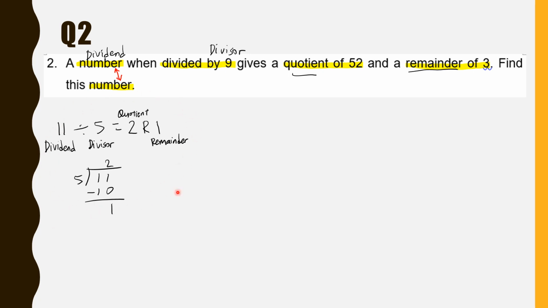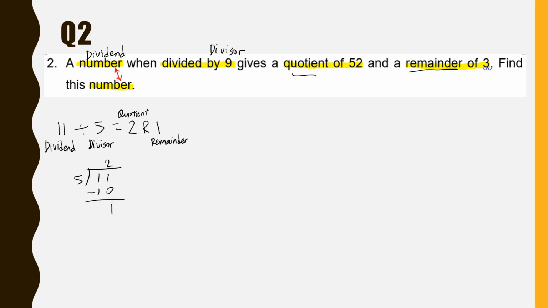related. Now, if you look very carefully, how did we get the number 10 here? Well, we got it by taking 2 times 5 to get the 10. So actually the number 11 is 2 times 5 plus 1. Can I say that again? The number 11 is 2 times 5 plus 1. That means the dividend equals the divisor times the quotient plus the remainder.